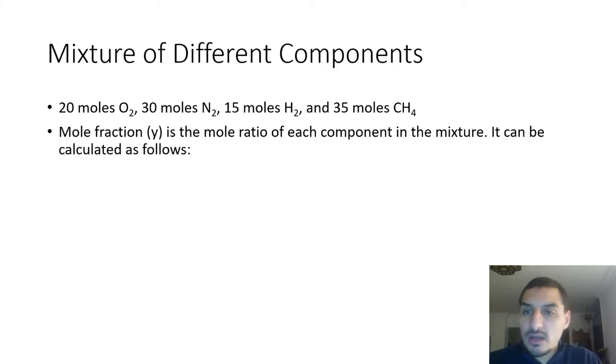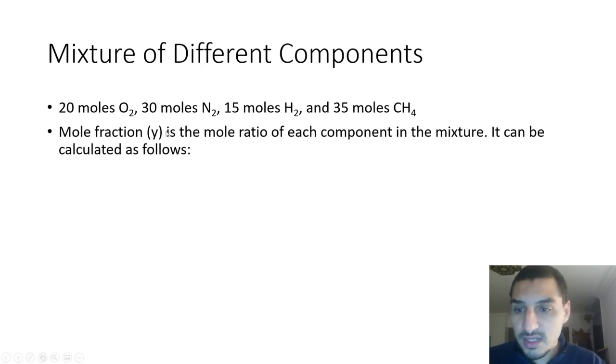Okay, so we'll talk now about the calculations related to the mixture of gases or different compounds. For instance, in this example here, we have a mixture of 20 moles of oxygen, 30 moles of nitrogen, 15 moles of hydrogen, and 35 moles of methane. And when dealing with gases, one important thing is to know the concentration or the percent of each one of these components in the mixture.